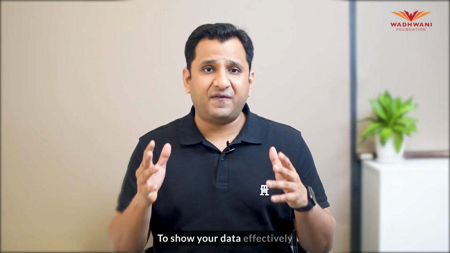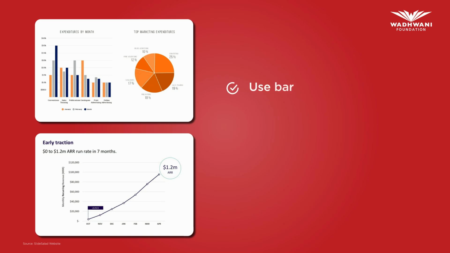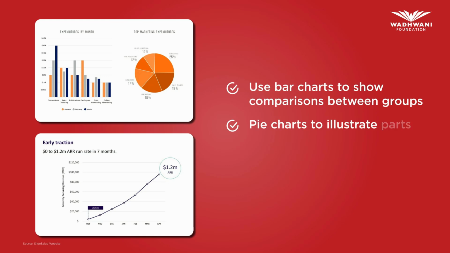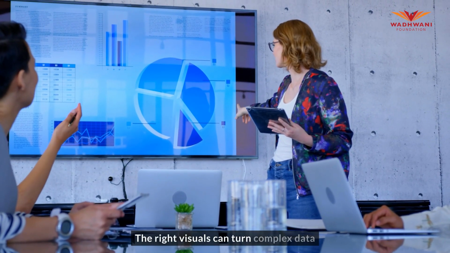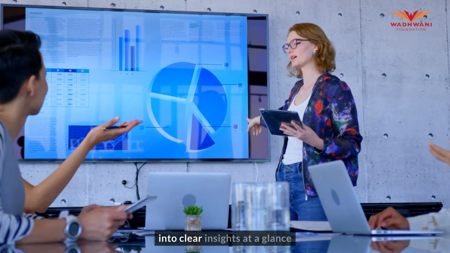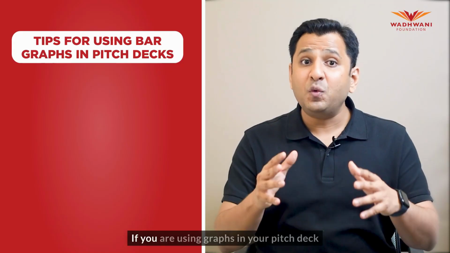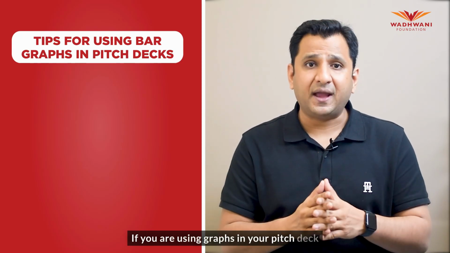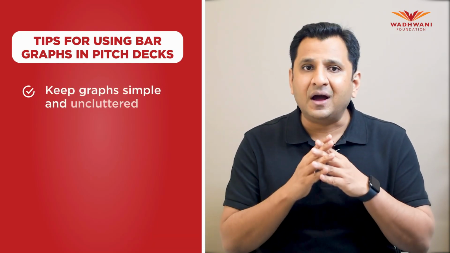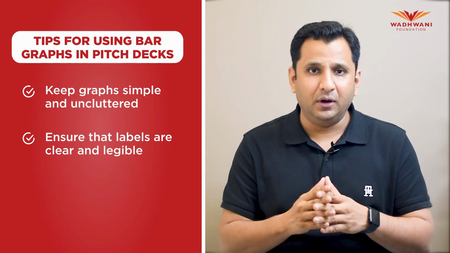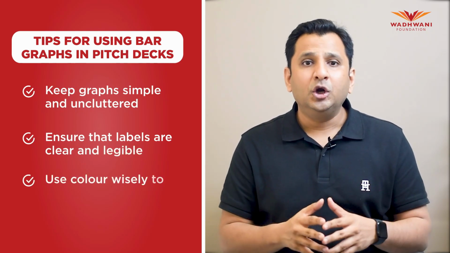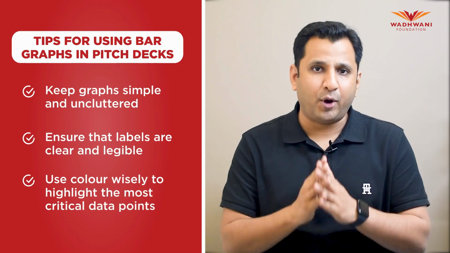To show your data effectively, use bar charts to show comparison between groups, pie charts to illustrate parts of a whole, and line charts to demonstrate changes over time. The right visuals can turn complex data into clear insights at a glance. If you are using graphs in your pitch deck, keep them simple and uncluttered. Ensure the labels are clear and legible, and use colors wisely to highlight the most critical data points.